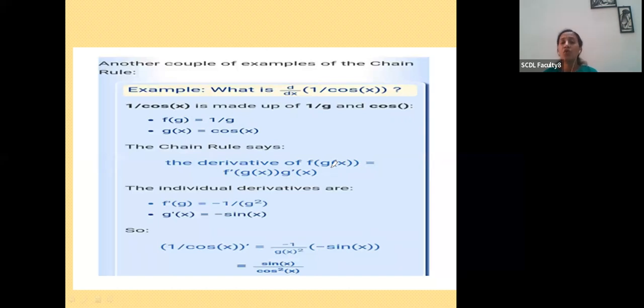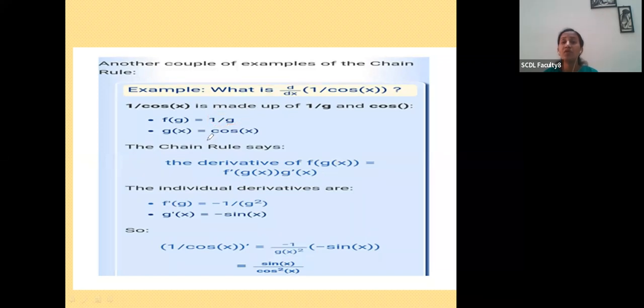Means in this formula, for the derivative of f of g of x, first of all, find out the derivative of the first term. So f dash means derivative of 1 upon g. Keep the g of x the same, that is cos x. Okay. Next, g dash x. G dash x means make the derivative of this cos x. Like this way, we have to solve by using this chain rule. So first of all, let us consider f upon g, that is 1 upon g.